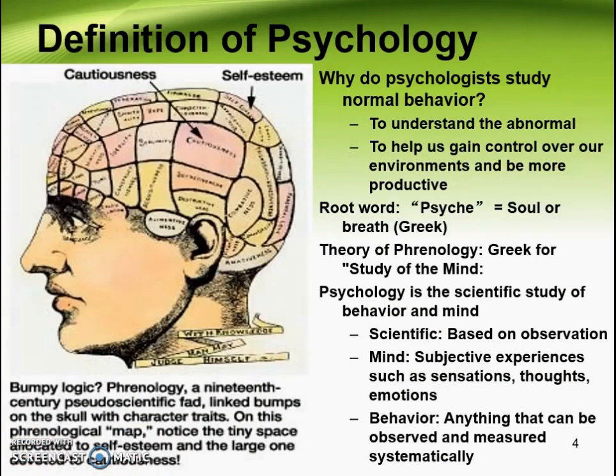Now, how do we define psychology? Why do we study psychology? Well, in order to understand the abnormal, you have to understand the normal behavior. Psychology is the study of behavior and mind, and it is scientific, based on observation, subjective experiences, and measurable behavior. It comes from the Greek word meaning psyche.